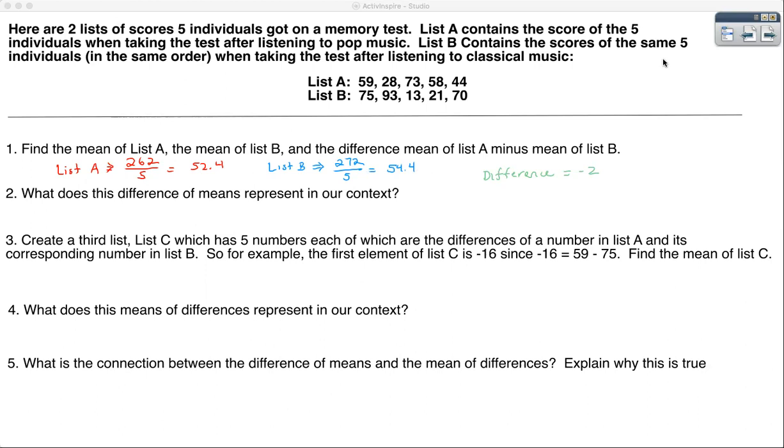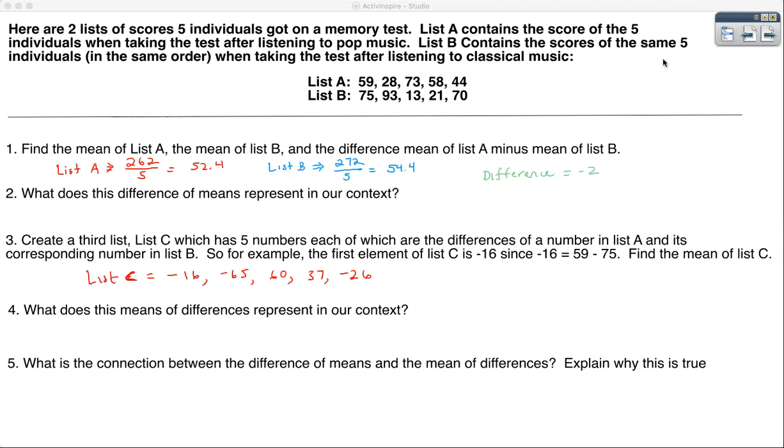Okay, now what about list C? All right, let's think this through. We already know that the first item is going to be -16. The second number is going to be 28 minus 93. That's going to give us -65. Next is 73 minus 13. That's 60. Fourth number will be 58 minus 21, 37. And then 44 minus 70, -26.